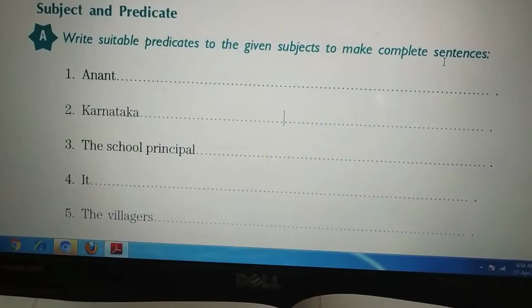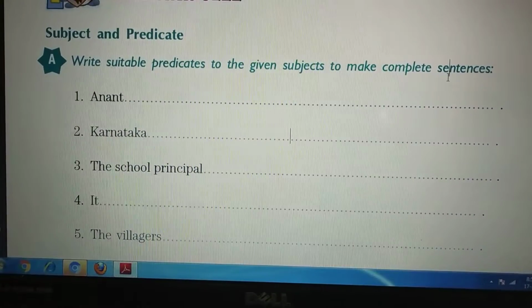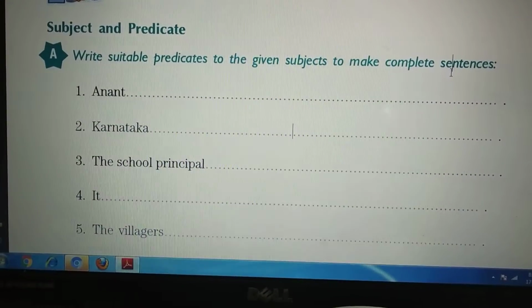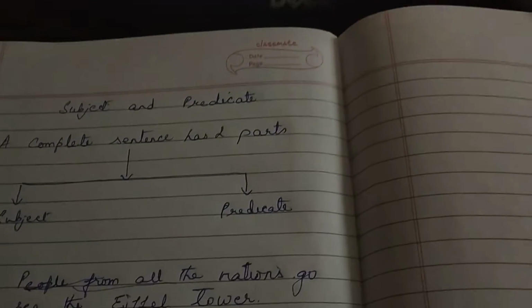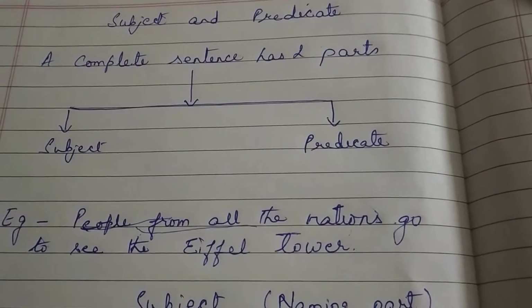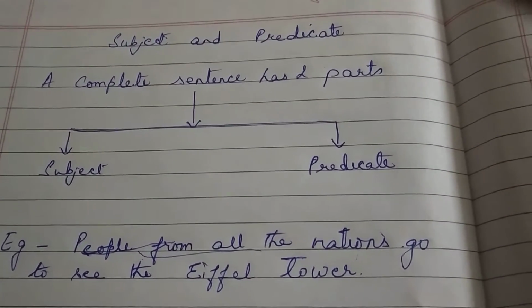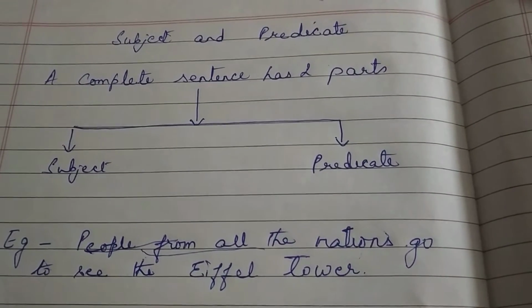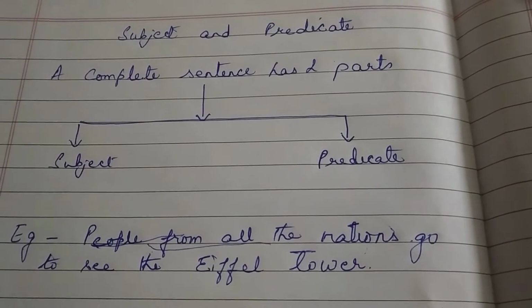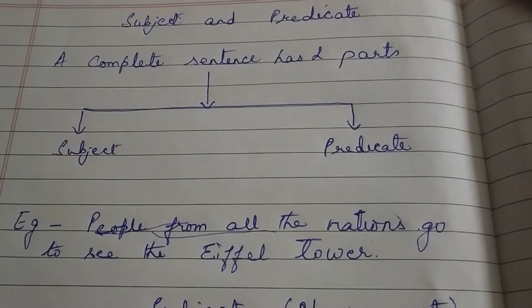Our today's topic is subject and predicates, and it comes under the grammar section. To do this topic, let us first understand what we mean by subject and predicates. A complete sentence has two parts, a subject and a predicate. But how will you find out which one is the subject and which one is the predicate? Now, let's see an example.